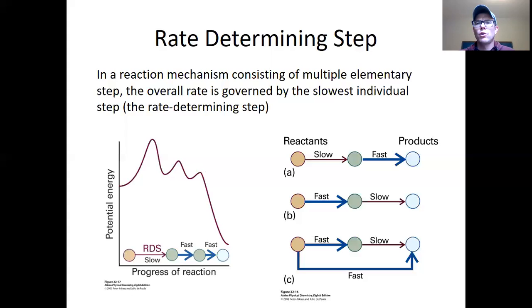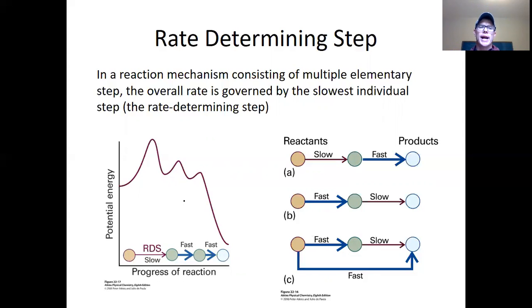This is an important qualitative idea that I hope is familiar to you. It's called the rate determining step. The idea is that in a reaction mechanism consisting of multiple elementary steps, the overall rate is governed by the slowest individual step. That slow one is what we call the rate determining step.